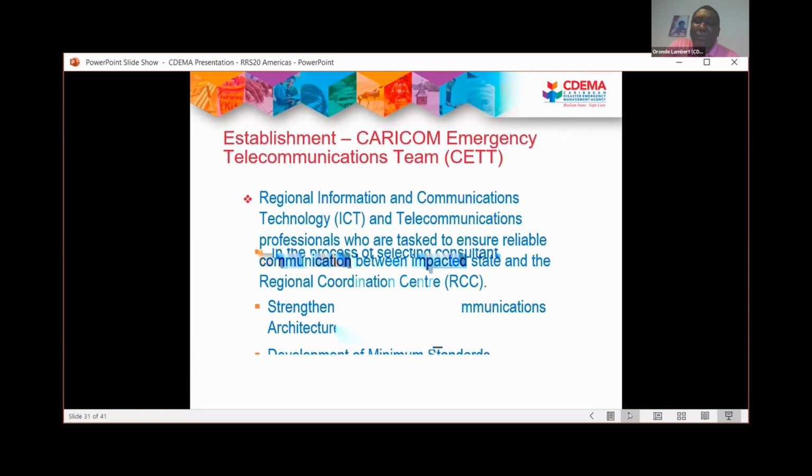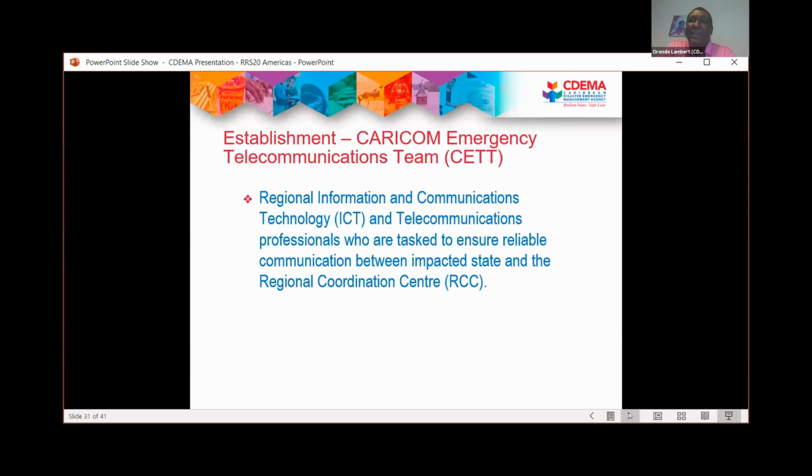Also, we've established a CARICOM emergency telecommunications team. It was a concept. It's in the process of being formalized, but this basically is envisioned as a body of regional information and telecommunications individuals who are tasked with ensuring that there's reliable communication between the impacted state and the regional coordination center in Barbados.